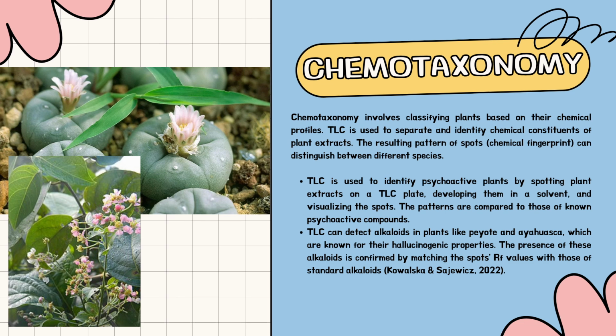Another example is TLC can detect alkaloids in plants like peyote and ayahuasca, which are known for their hallucinogenic properties. The presence of these alkaloids is confirmed by matching the spots or Rf values with those of standard alkaloids.